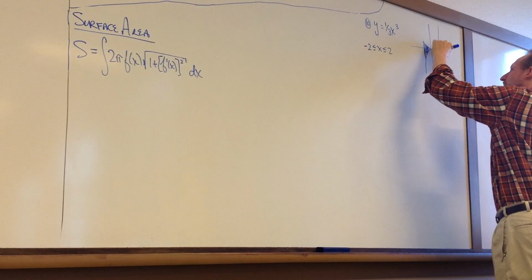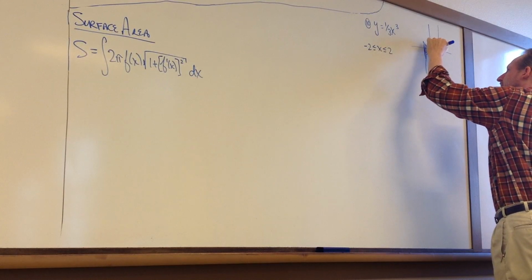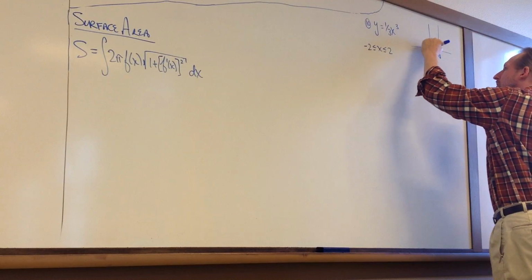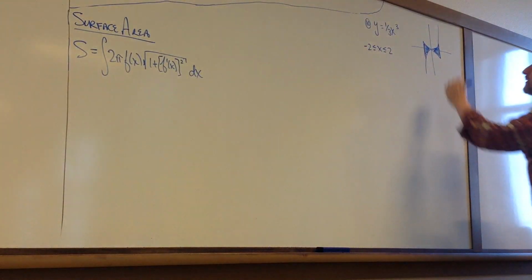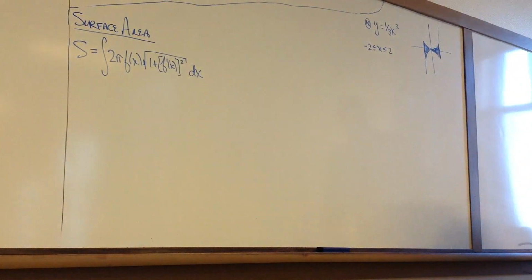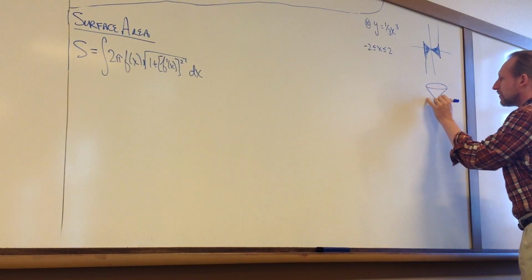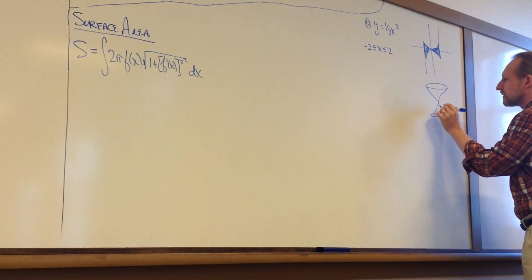what we're going to get is a couple of these sort of Hershey's Kisses looking things, okay, with their tips connected. And so we're looking for the surface area of that figure, which is going to be kind of something like that, okay?